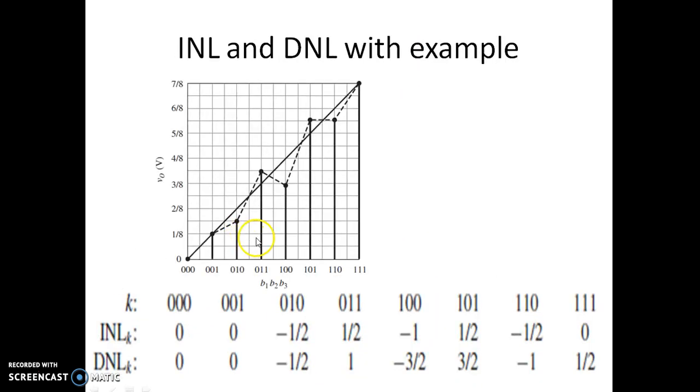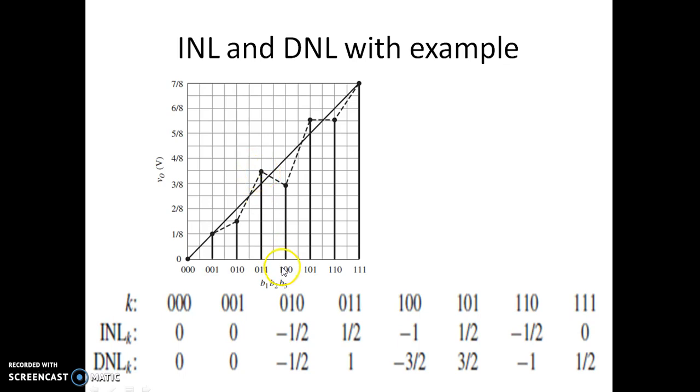When the bit is increased by 1 bit, the output was supposed to go up by 1 LSB. Since it is going up by more than 1 LSB, we are looking at by how much it is going above the desired value. The desired value was this. Now the actual output is this. It's actually 1 LSB up.